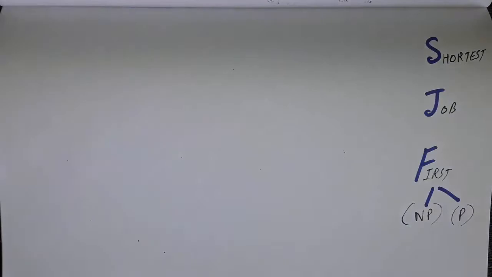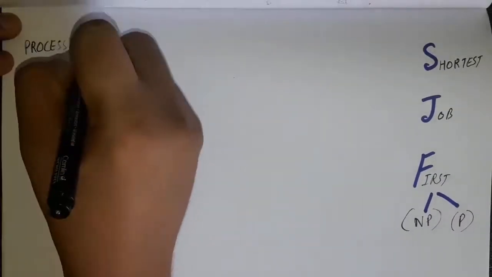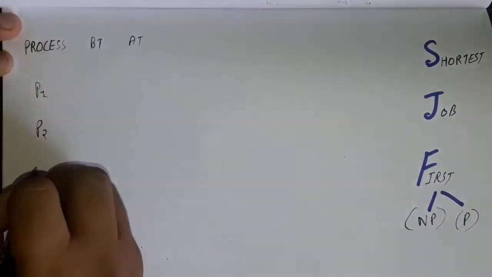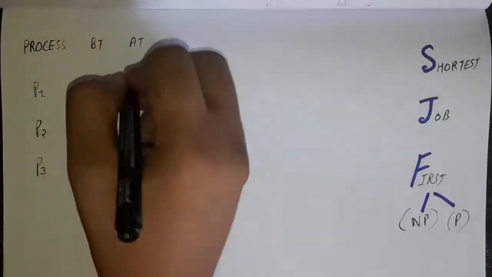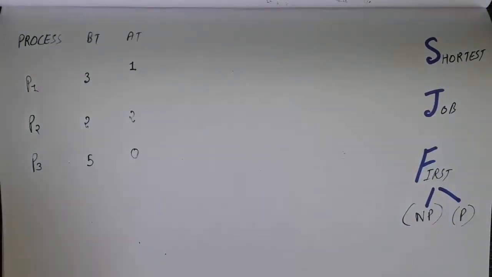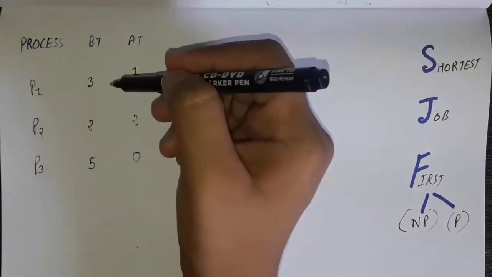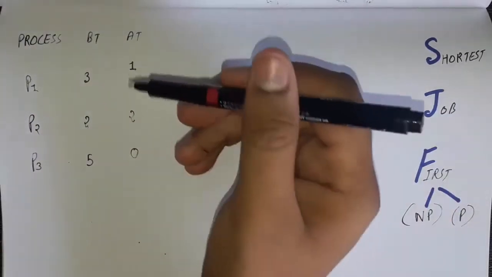So first let me write a question. So this is our question. You can see there are three processes. The burst times are 3, 2, 5 and the arrival times are 1, 2, 0.